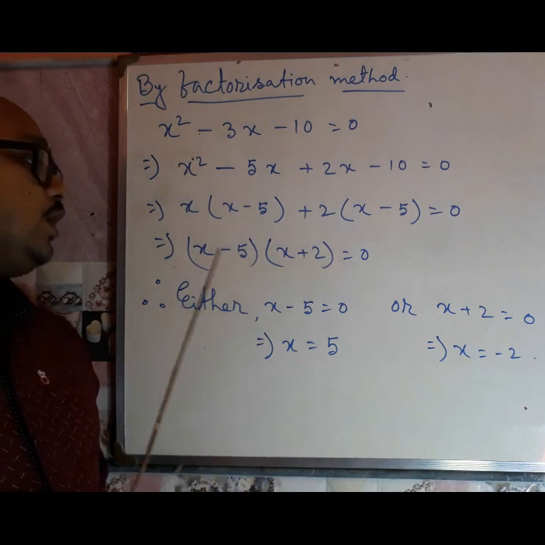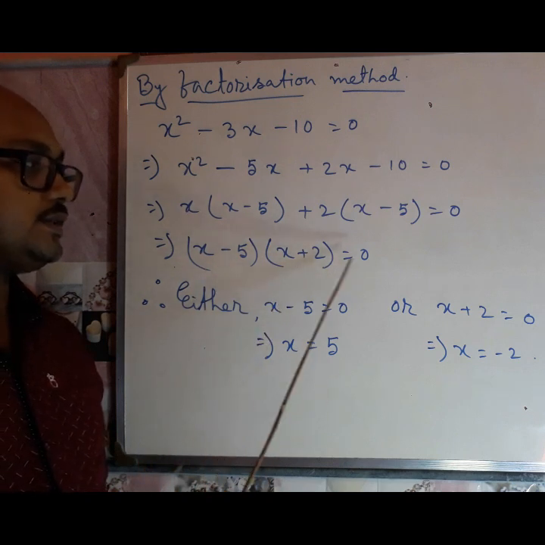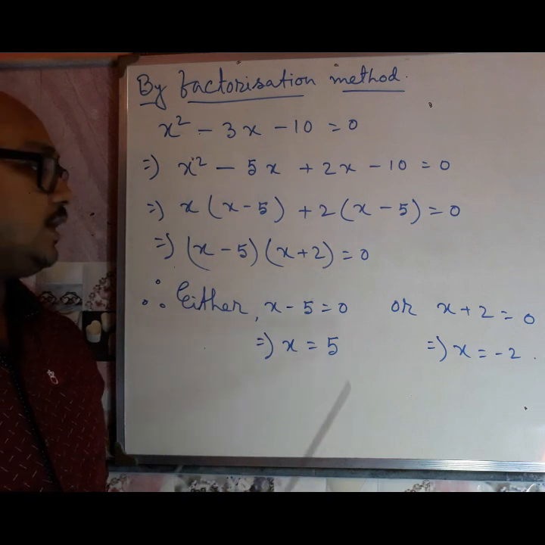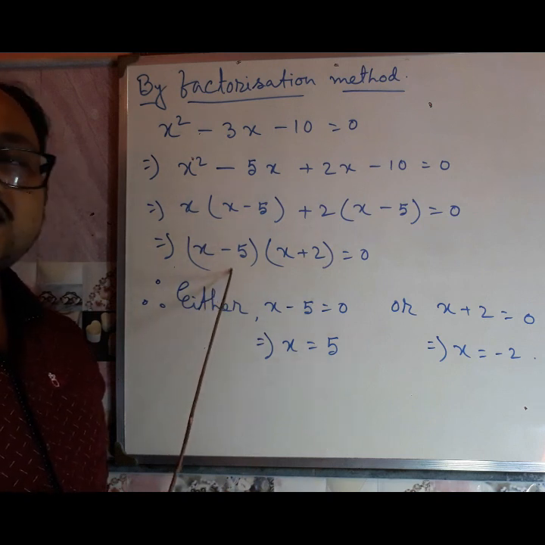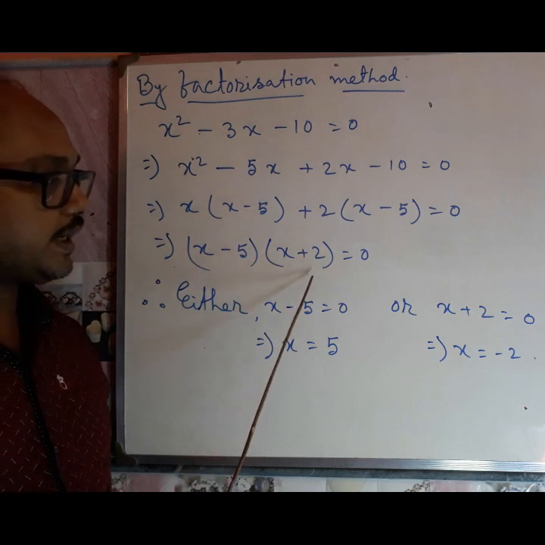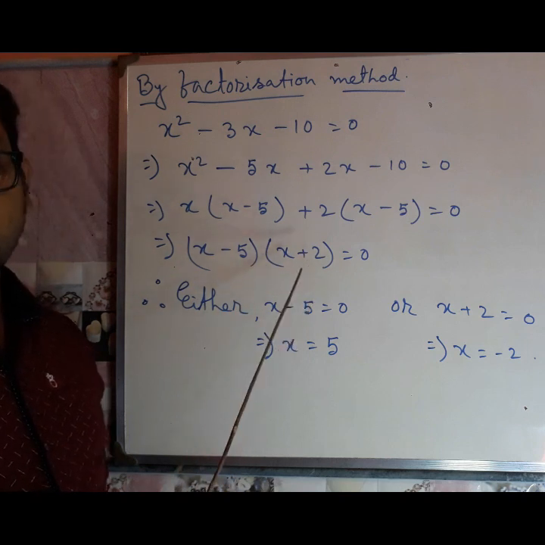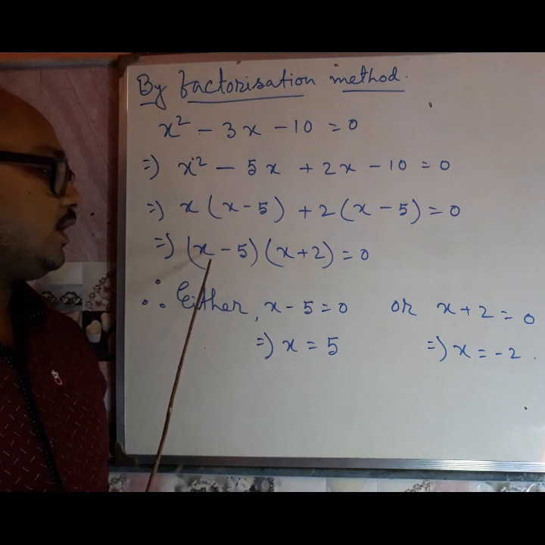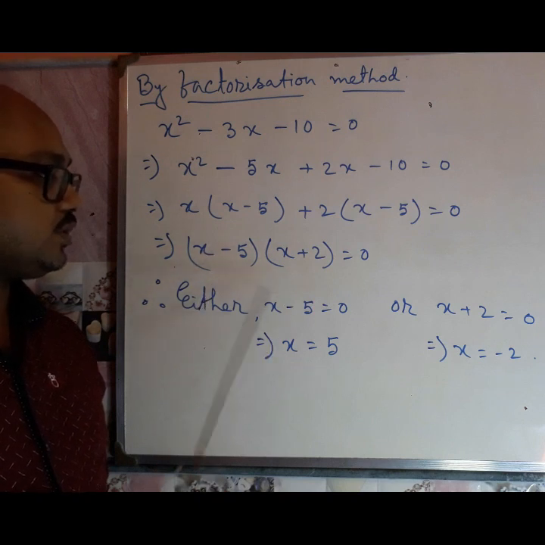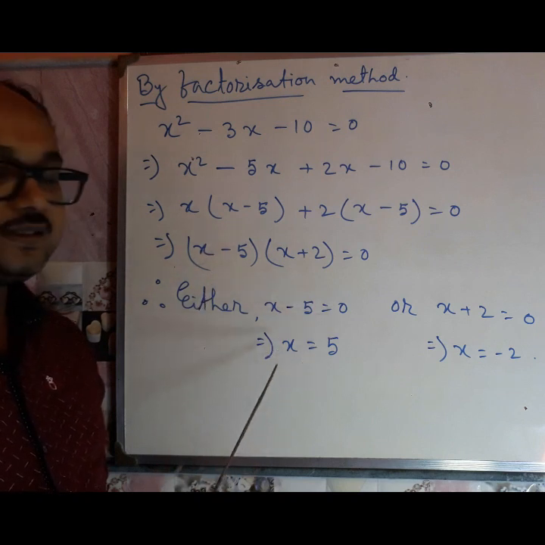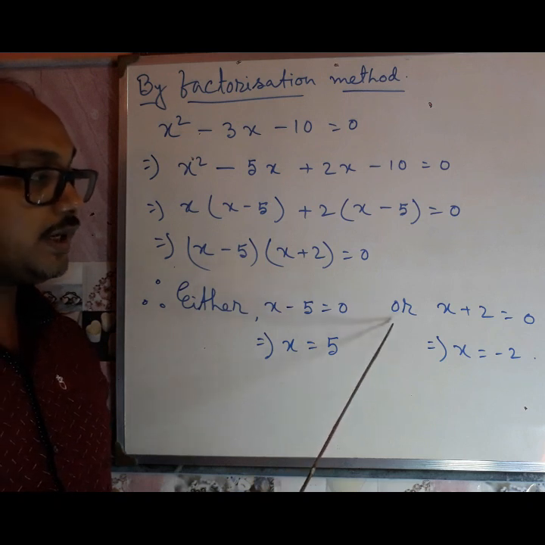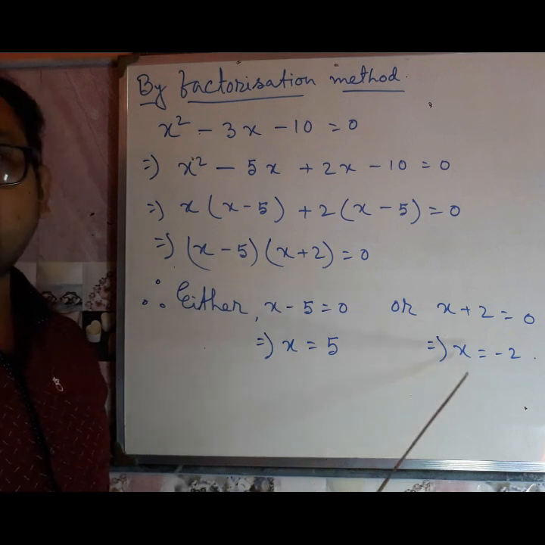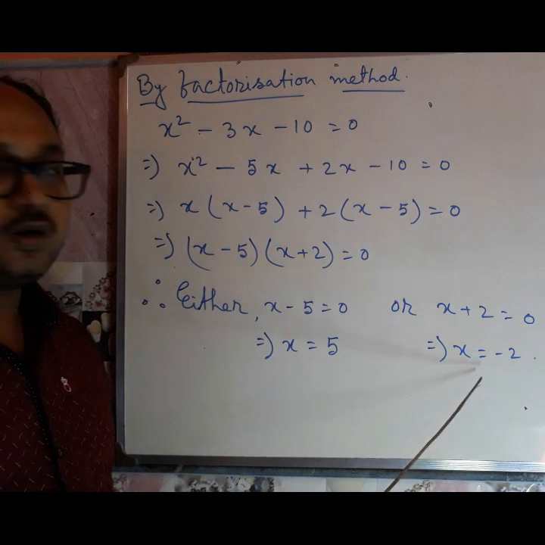Now, you see, the product of these two factors is equal to 0. That means either this factor is equal to 0 or this factor is equal to 0 or both of them are equal to 0. If this one is equal to 0, that is x minus 5 is equal to 0, that means x is equal to 5, or if x plus 2 is equal to 0, that means x is equal to minus 2.